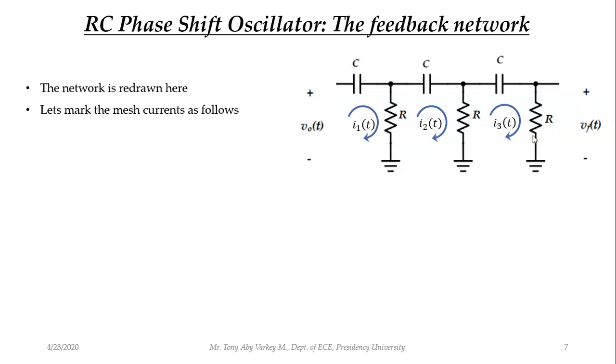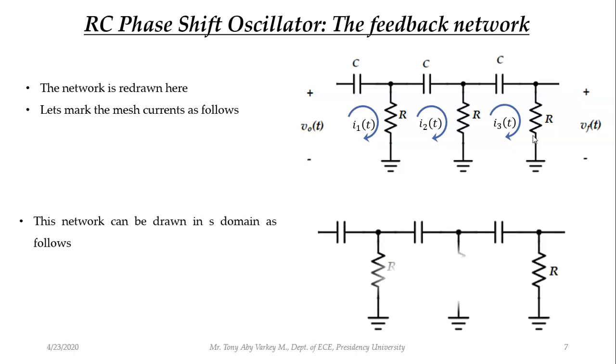Now it would be better if I do the analysis in S domain. So I'm going to draw the S domain equivalent of this particular network. First, let's draw the network. Please note that in S domain, resistor R remains the same. Whether it is in time domain or S domain, R is R itself. Now, what is the equivalent of a capacitor in S domain? It is 1 by Cs. So each capacitor I am replacing with 1 by Cs.